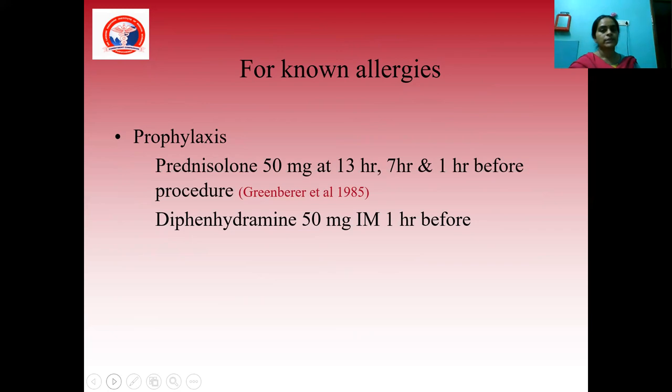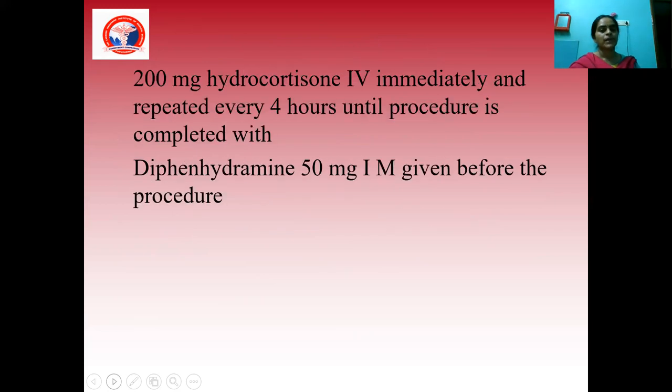And for allergies, prophylaxis of prednisone 50 milligrams per day, 13 hours, 7 hours, and 1 hour before the procedure. Diphenhydramine of 50 milligrams IM 1 hour before the procedure, and 200 milligrams of hydrocortisone IV immediately and repeated every 4 hours until the procedure is completed, with diphenhydramine 50 milligrams again given before the procedure.